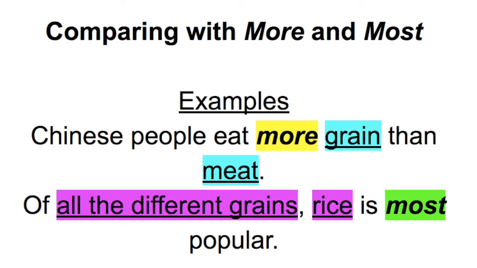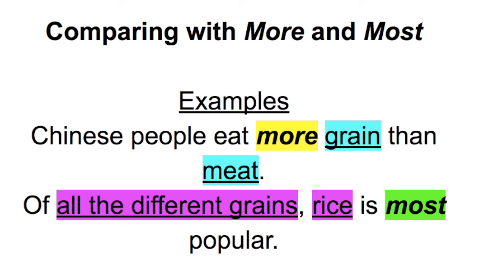All right, and let's look at some examples of using more and most. And I'm using the examples on your language arts activity page 57. Let's look at our first example using more. So this is the comparative form, more. Chinese people eat more grain than meat. All right, so we chose more there because how many things are we comparing? 2. We're comparing grain and meat. 2 things. So when we compare 2 things, we say more.